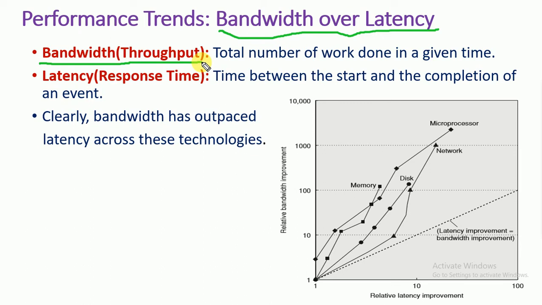Bandwidth, which is also called throughput, is the amount of work done in a given time. How many works can be completed within a given time? For example, whether I can finish 100 different tasks within 1 minute, or whether I can finish 1000 tasks within 1 minute. That is bandwidth. So if more work is done within a given limited time, we can say that it has better bandwidth, or better throughput.